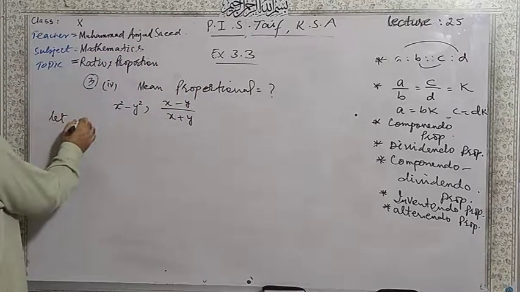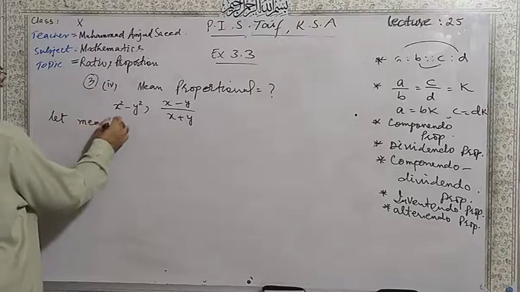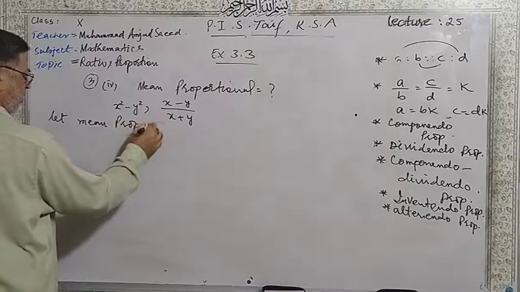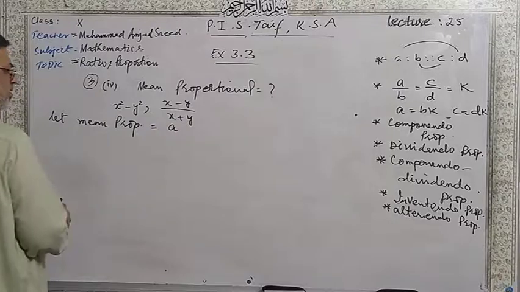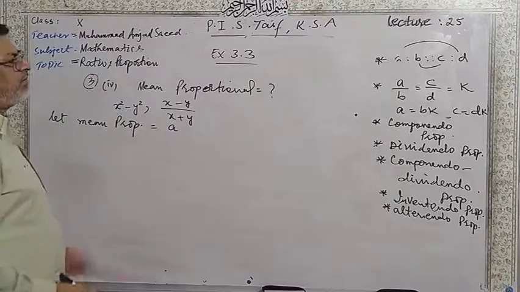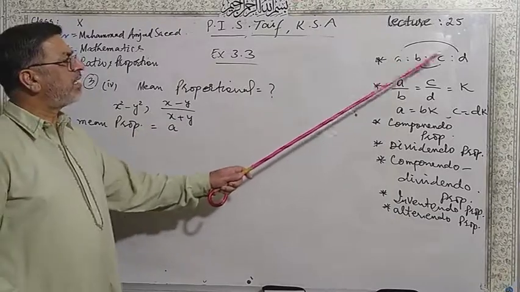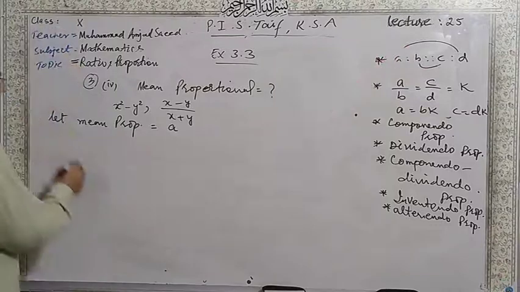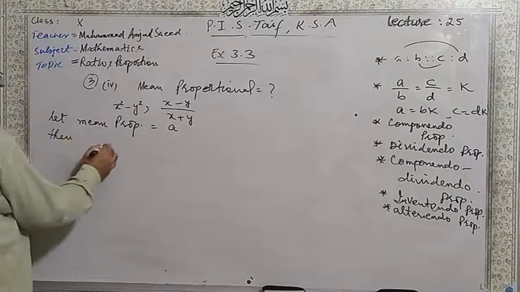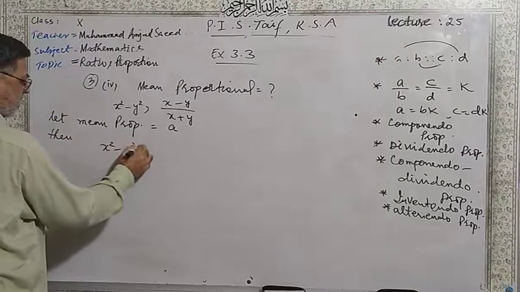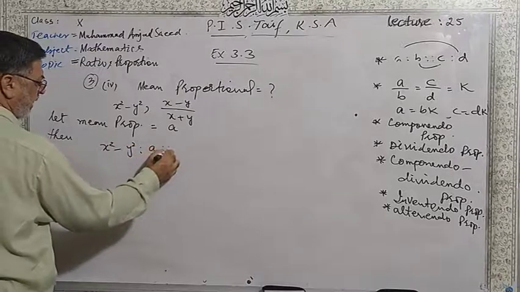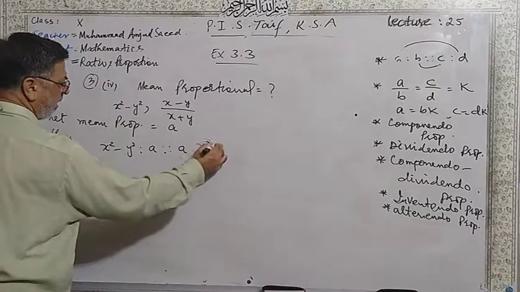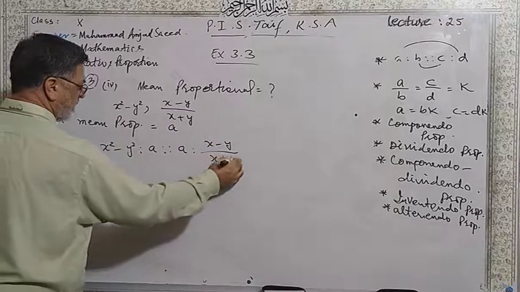Let the mean proportional be equal to A. Mean means central value. This is B and C, this will come in place of B and C. Then x square minus y square ratio A, proportion A ratio x minus y over x plus y.